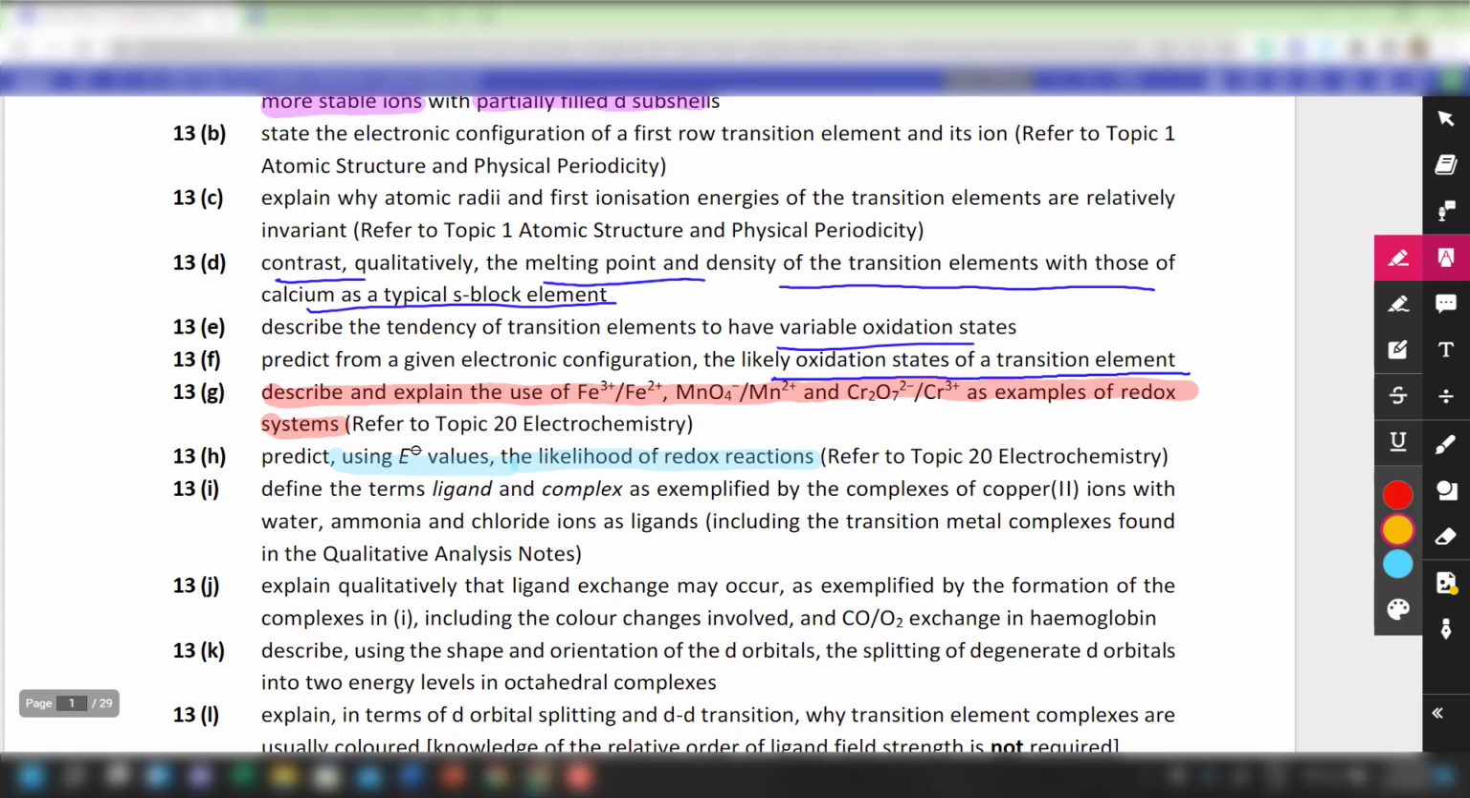Okay, you need to know what ligand means and what complex means, as exemplified by copper 2 ions with water. Yeah, so that will be the hexaaqua copper 2 complex. Ammonia, that will be the tetraammine copper 2 complex, as well as chloride, that will be the tetrachloro copper 2 complex, as ligands. So yeah, include transition metal elements, metal complexes found in the QA notes.